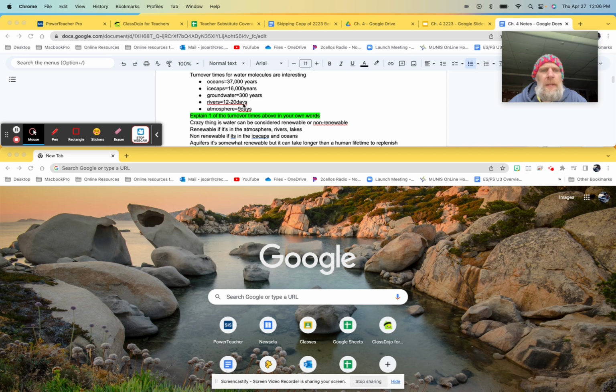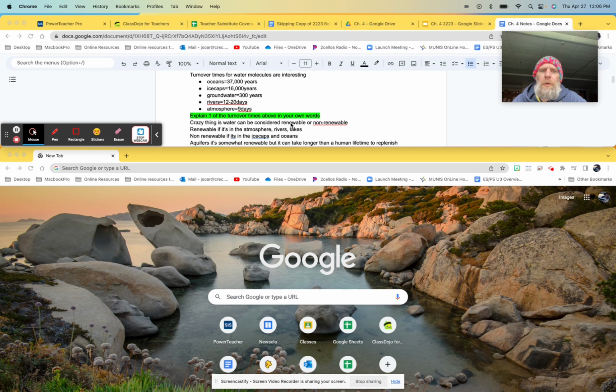Crazy thing is, water can be considered renewable or non-renewable. Renewable if it's in the atmosphere, rivers, and lakes. Non-renewable if it's in the ice caps and oceans, just because once it's in the oceans and ice caps, it stays locked up there for so long that you don't really have access to it. Don't get me wrong, you can have desalinization plants, and there are also ways to harness energy from the tides of the ocean. But for the most part, it's non-renewable.